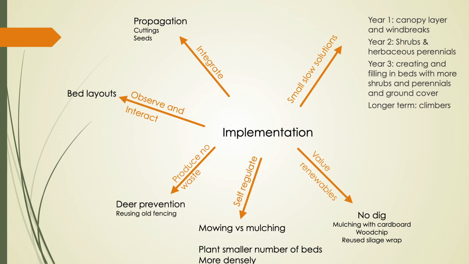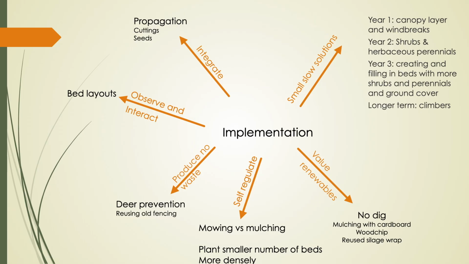So that's mainly the design stage we've talked about. But now I want to talk about how we actually implemented all this. And obviously a forest garden is a very long-term project, but you have to start somewhere. So the first year we designed and planted the canopy layer and the windbreaks. And following on from that, we started to integrate some shrubs and herbaceous perennials. Now, we're probably covering about 1.5 acres with forest garden. You know, we can't afford to buy that many shrubs and perennials.